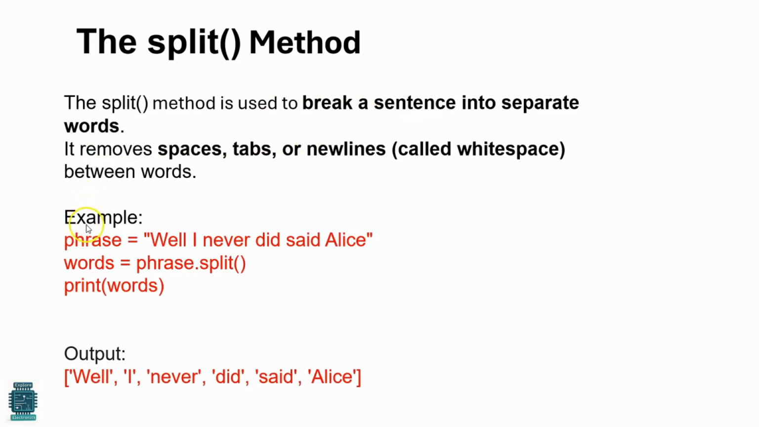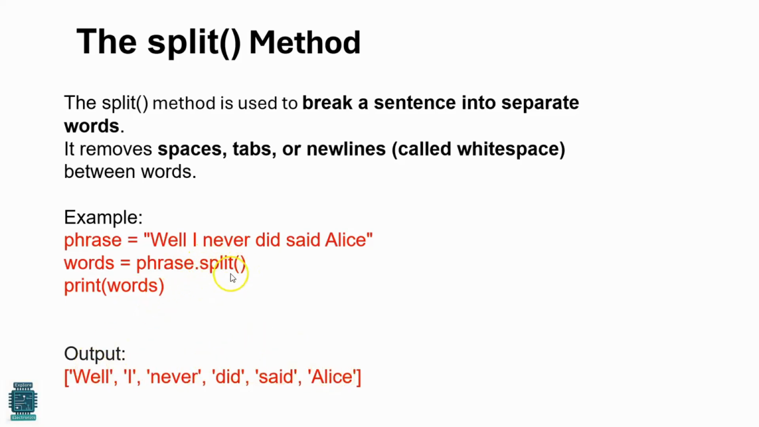Let us see this example for better understanding. Phrase is equal to, "Well, I never did," said Alice. I have this phrase. Let us apply the split method to this phrase. Words is equal to phrase.split(). Print words. Let us see the output. 'Well,', 'I', 'never', 'did,', 'said', 'Alice.'